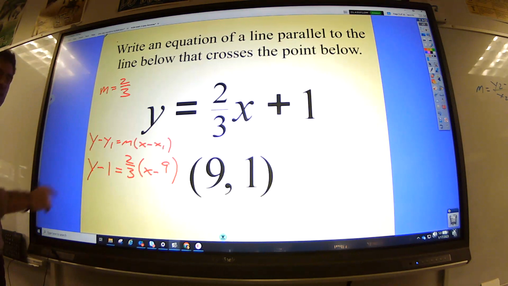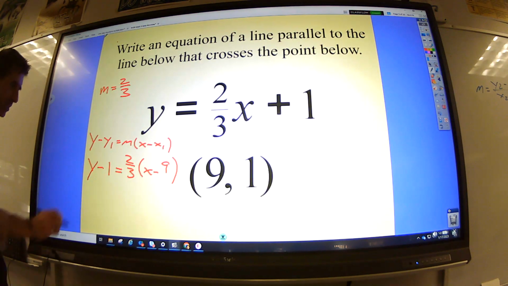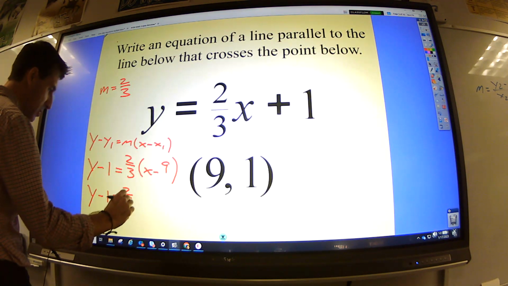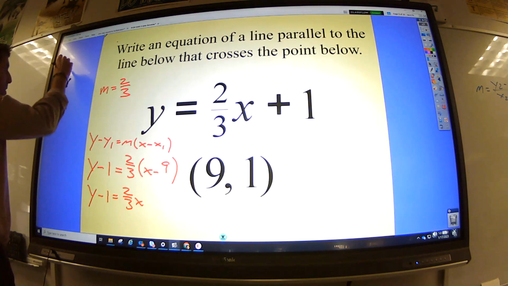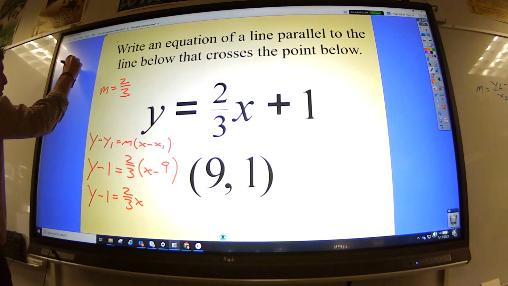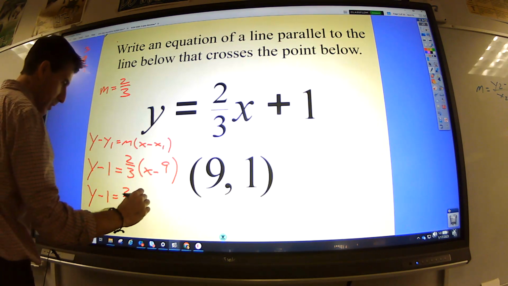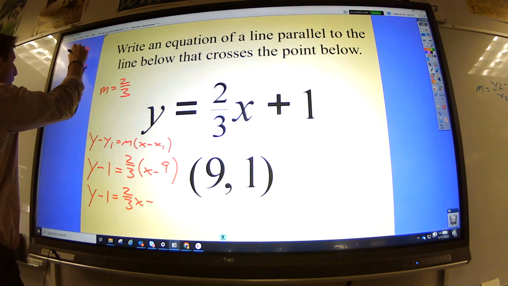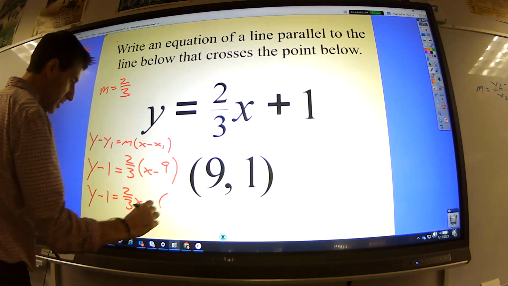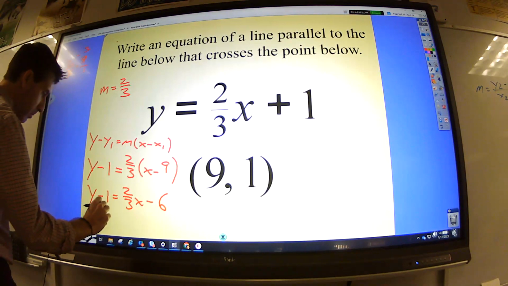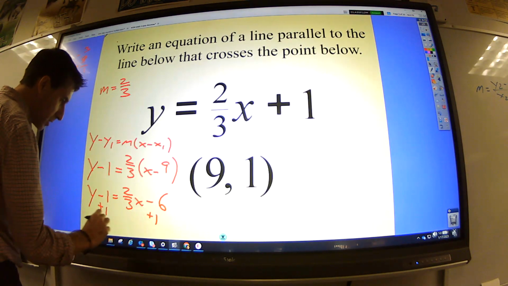So how are you guys getting at multiplying the 2/3 times the number? You getting better at that? Yeah. Is it easier? y minus 1. I saw most of you got it. 2/3 x. What's 2/3 times 9? Well, these will cancel out. That'll become 3. I got 6 times -9, so it's -6. You guys get -6? Then you add 1 on both sides.